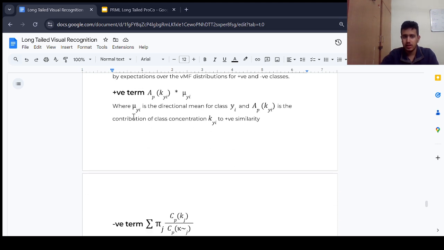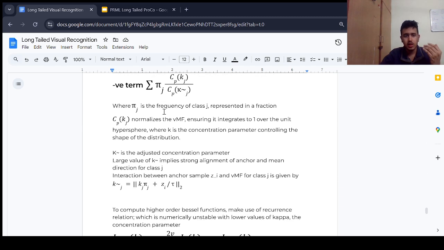So as we saw, mu is the directional mean for class y_i, and this is just the contribution of class concentration, which is kappa, to positive similarity, what we had in the numerator earlier. And this is a subtle modification of the previous one. The previous one was for supervised learning, and this is for ProCo, which is a slight modification. Kappa tilde is where we factor in the frequency of the class, which is pi_j here, and tau is once again the temperature parameter, and this is the L2 norm.